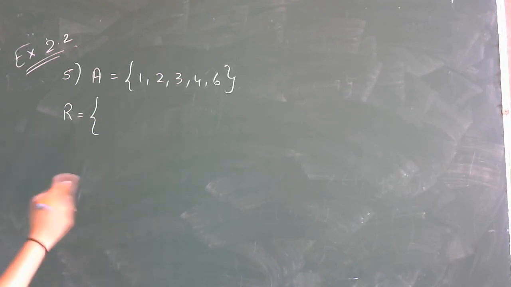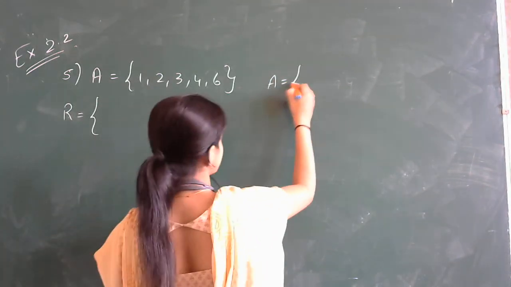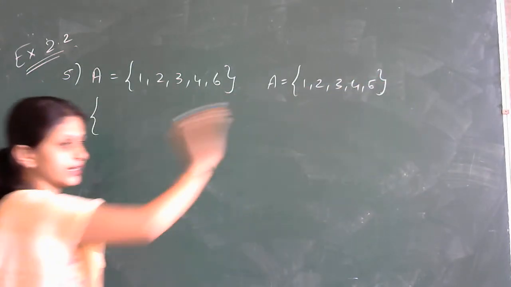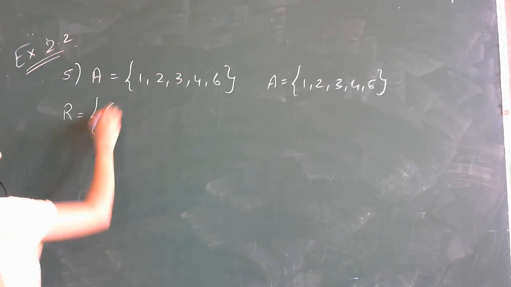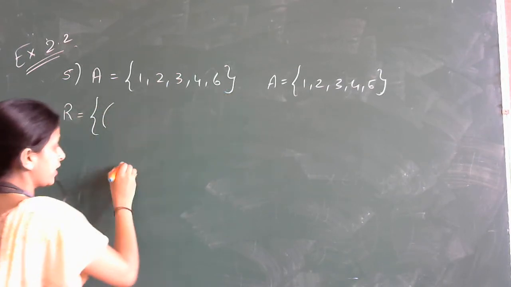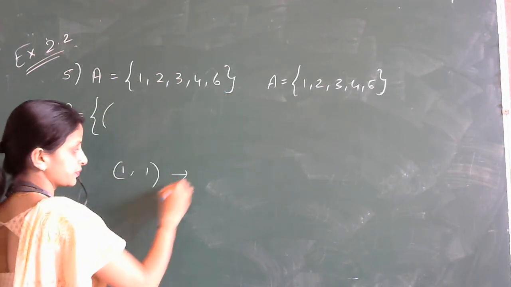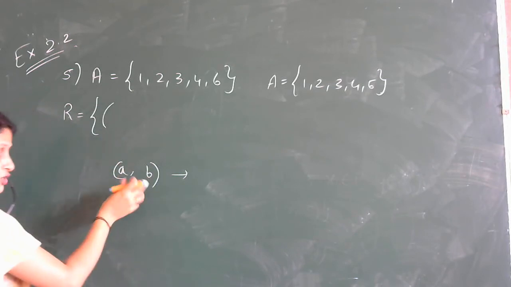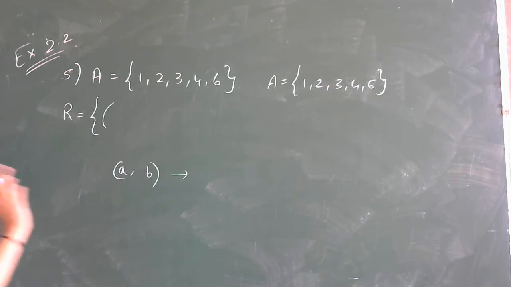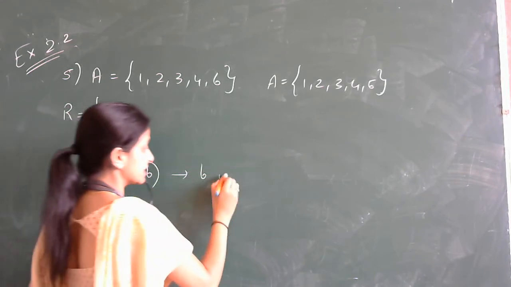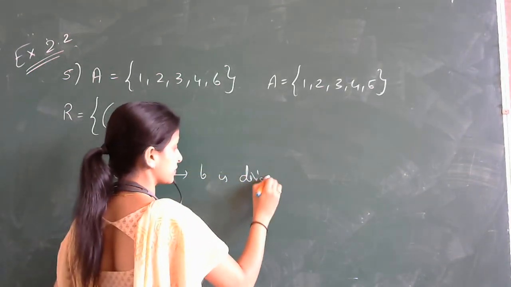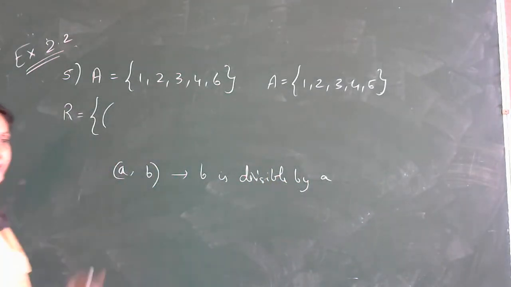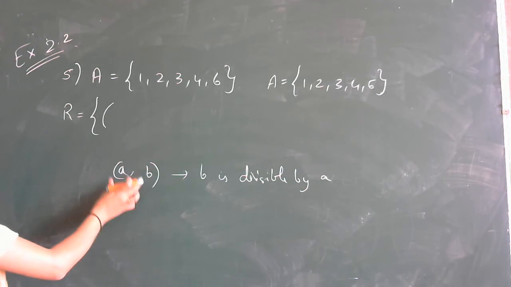Now let us take elements one by one. Here it is a relation from set A to A itself. You have to take ordered pairs such that these ordered pairs will be included in my relation only if this b is exactly divisible by a. It should be wholly divisible by a. Then only you can include those ordered pairs.